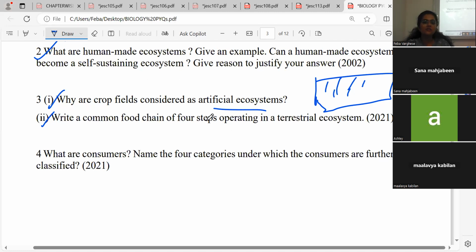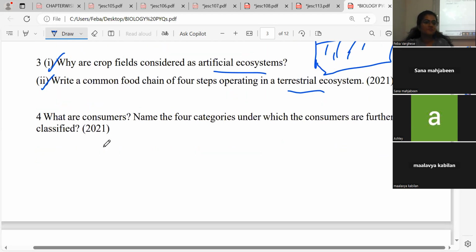Write a common food chain of 4 steps operating in a terrestrial ecosystem. Any example you can write. Yes. Terrestrial ecosystem, not aquatic ecosystem. Terrestrial ecosystem. Okay. Grass, grasshopper, frog, anything.